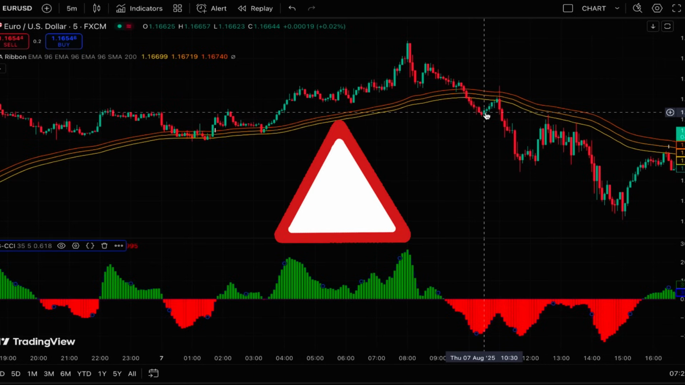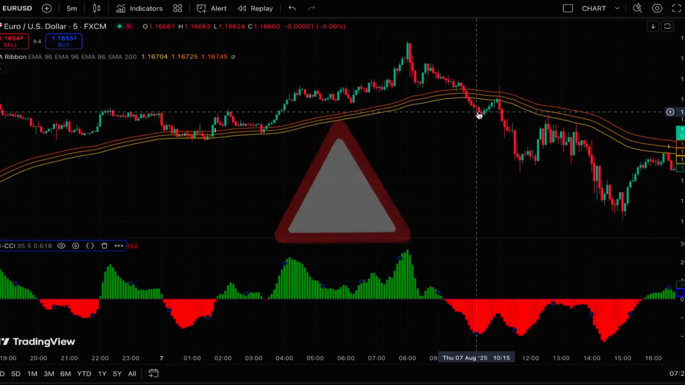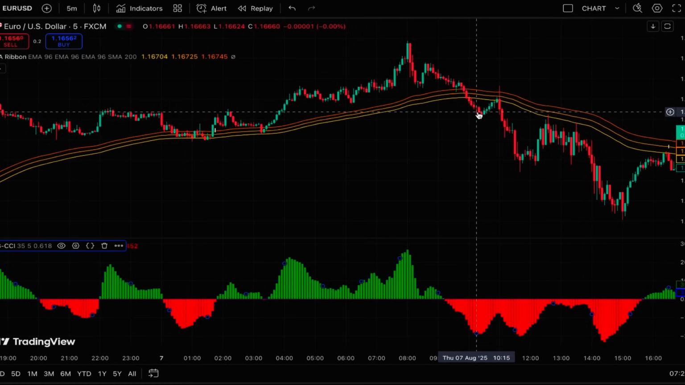But we don't enter a trade only because the price closed below the band. No, if you do this, you will encounter many false signals. So there should be some more conditions that will help us to decrease our risk as much as possible.